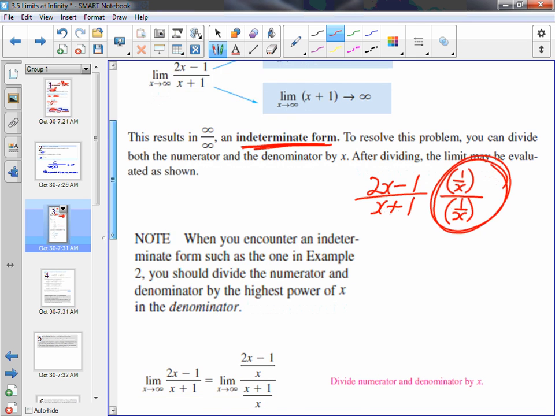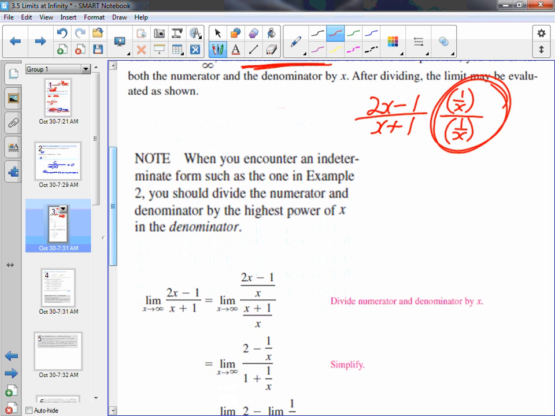Now, let's do the note. When you encounter an indeterminate form, you should divide the numerator and denominator by the highest power of x in the denominator. So whatever the biggest exponent on x is in the denominator, that's the factor you want to divide by. If there's an x to the 7th in the denominator, and that's the biggest exponent, then you divide everything by x to the 7th. Okay? So our denominator, x to the 1, is the greatest power, has the highest degree, so that's what we're dividing by, x to the 1, or just x.